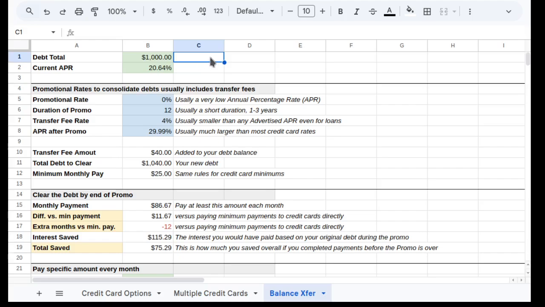Just a disclaimer, I am not an accountant. These spreadsheets could have faults in them, and always follow the terms of your credit card debts.